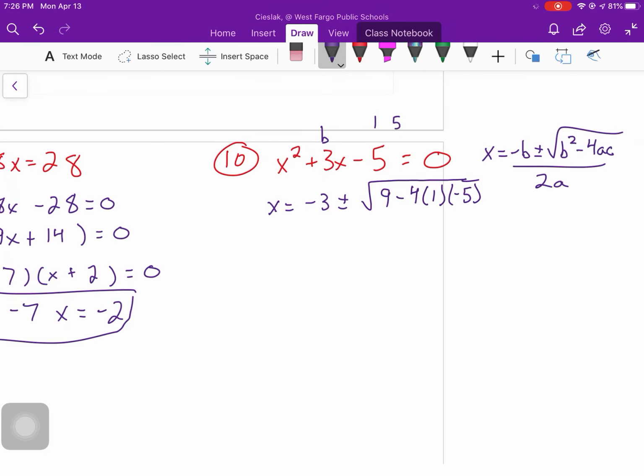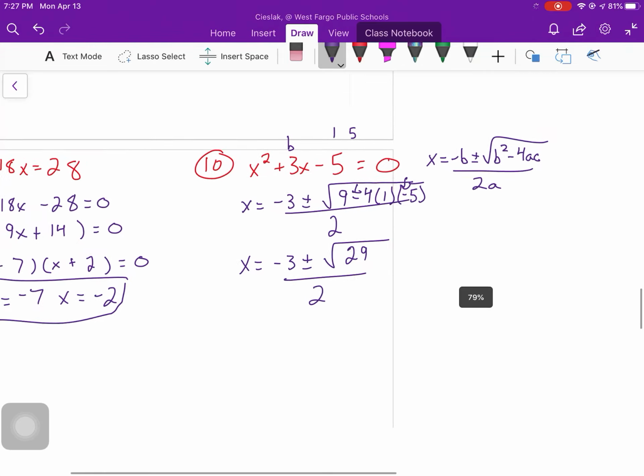If you type that into your calculator, and I'm getting ahead of myself, this is all over 2a, so it's just 2. This is going to give me x is equal to negative 3 plus or minus the square root of 9 plus 20, because I got a negative there and a negative there. So 9 plus 20 is going to give me the square root of 29, all divided by 2.